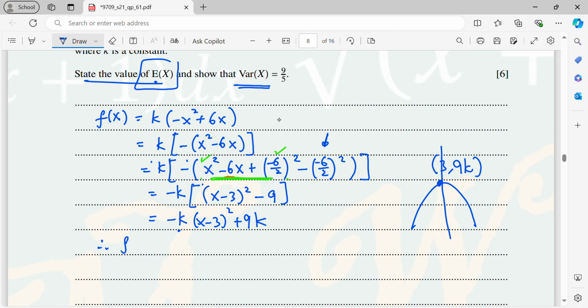So here you just write f(x) is symmetrical at x equals to 3. So hence E(X) equals to 3. That's why we state the E(X).